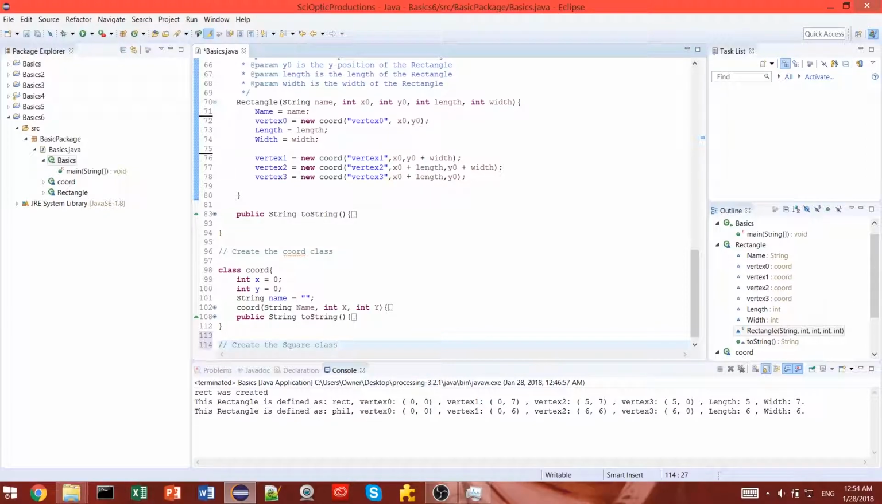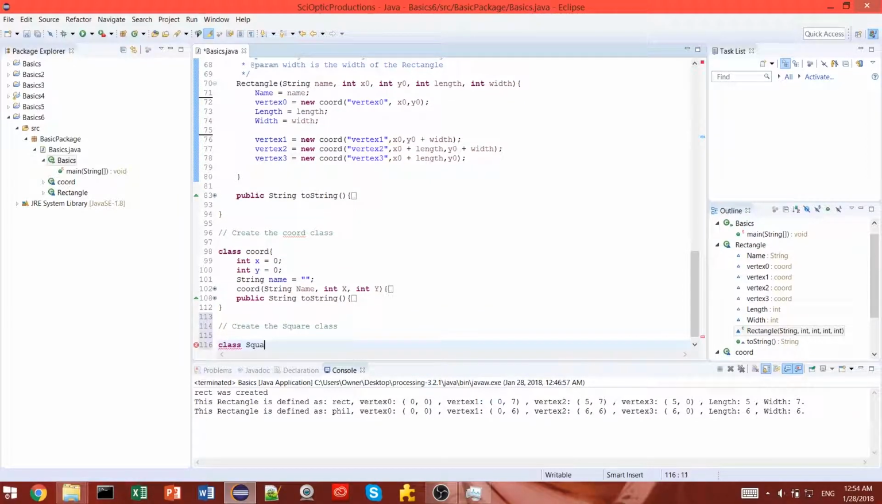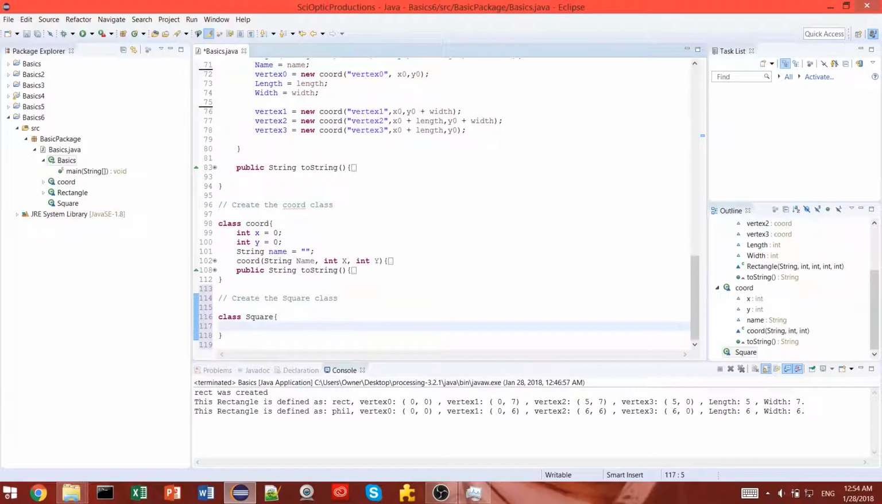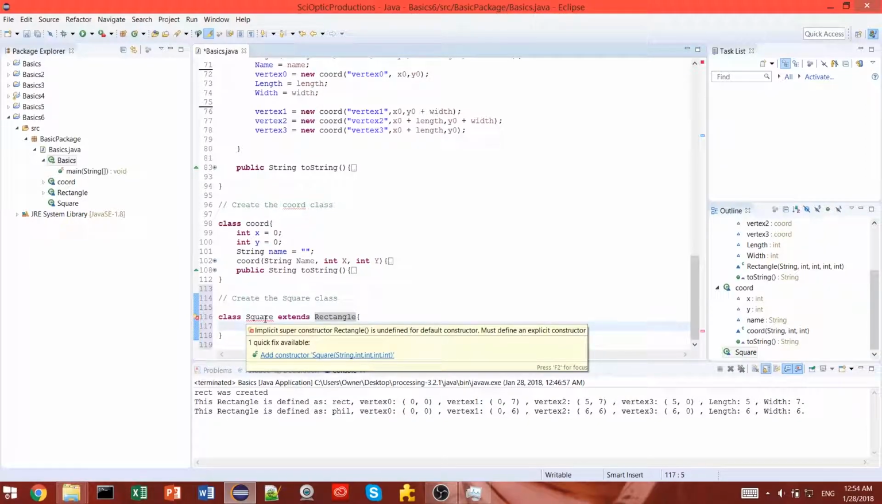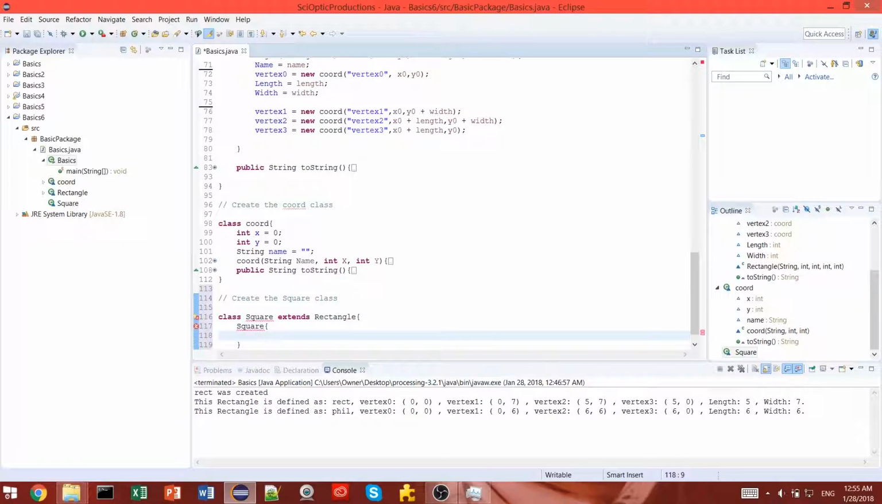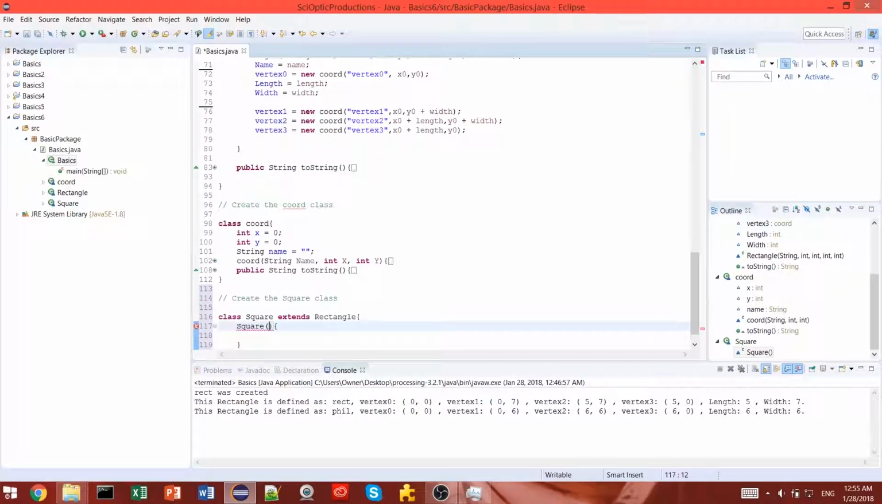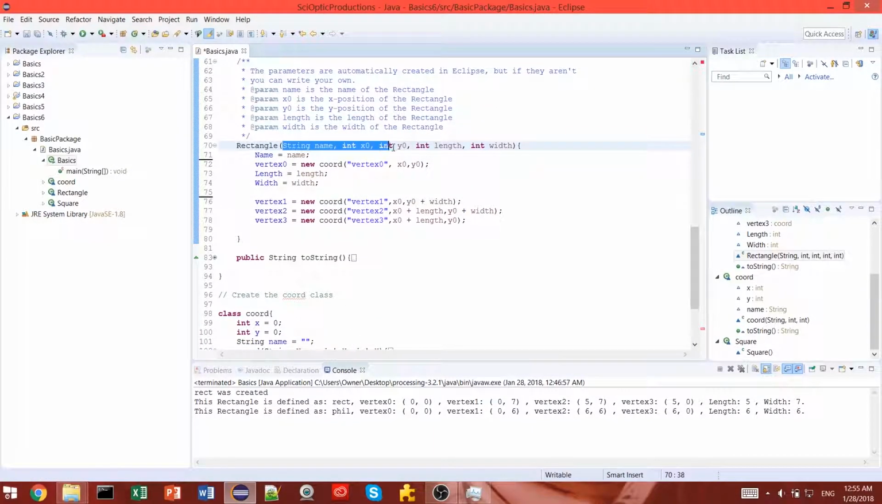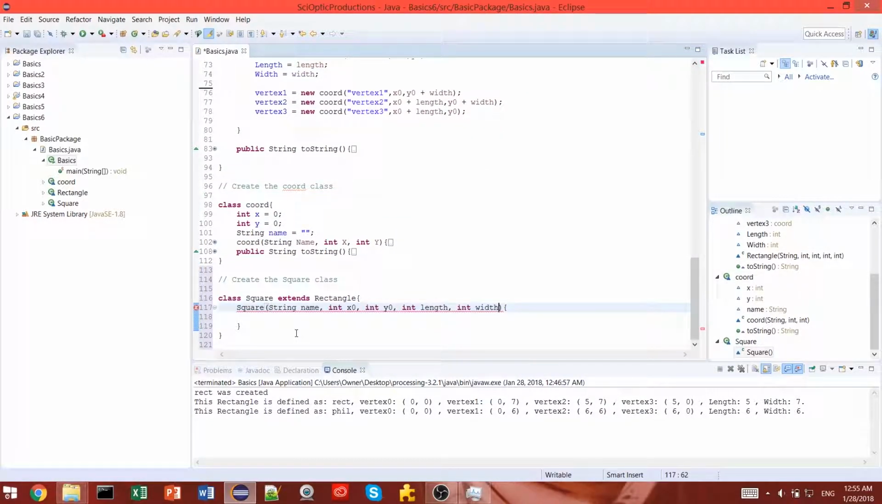Okay, so we're creating the square class, and then we have to extend rectangle. And extends just means that the square is the child class of the rectangle, which is the parent class. Yep. Looks like you just made the constructor. So now what do we have to do? Well, we have to take in our constructor inputs. So we want name and position, and we don't need a length and a width because length and width are the same.